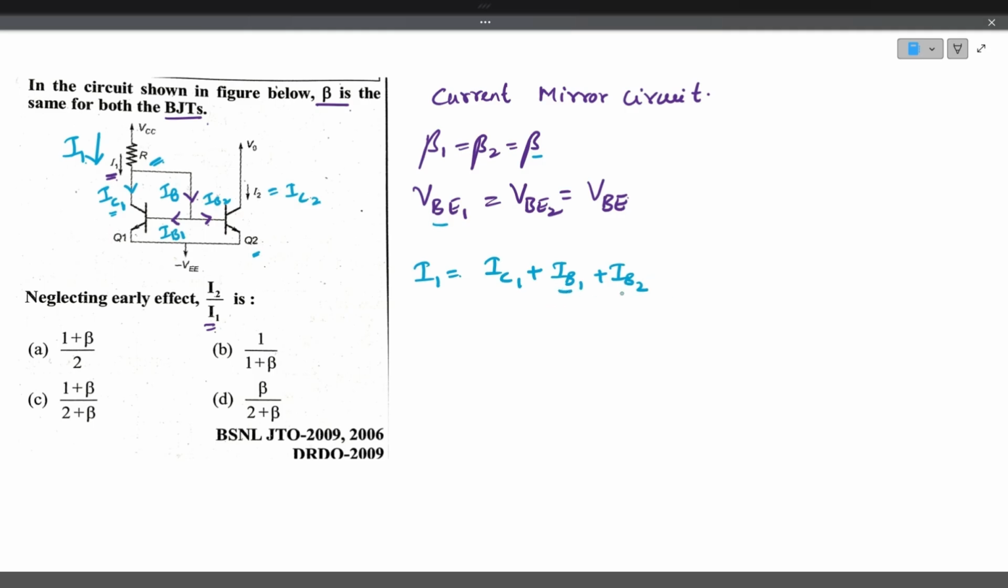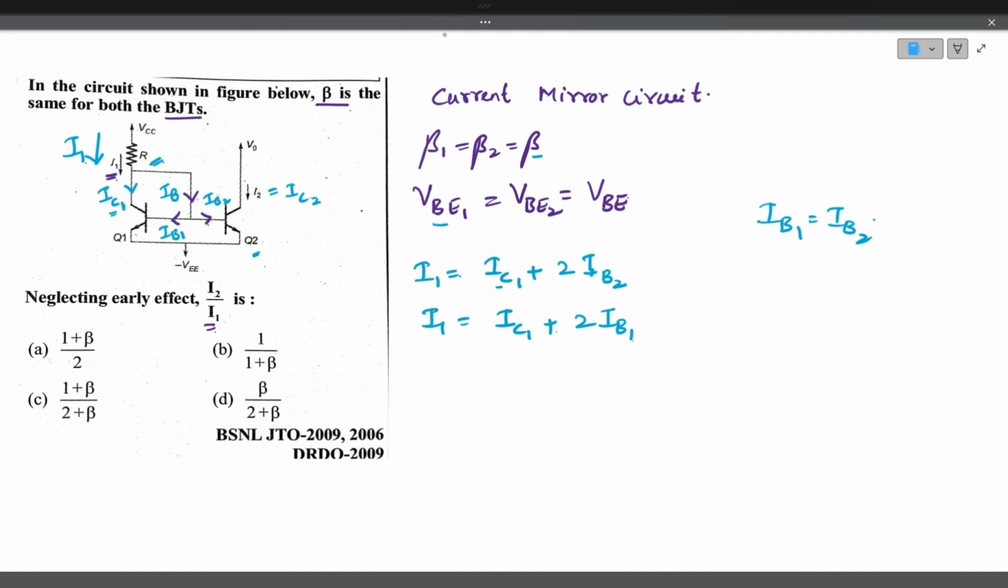Here the IB1 and IB2 both will be the same. So I am writing this as 2 into IB2, because IB1 and IB2 are both the same. And I can write I1 is equal to IC1 plus 2IB1 or 2IB2. I can write this as 2IB1 also, because the base currents IB2 and IB1 are both the same. IB1 is equal to IB2, the same base currents.